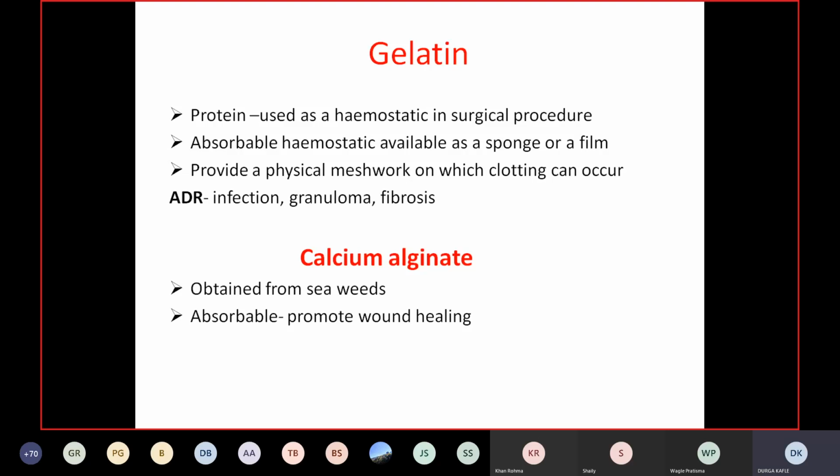But the main problem is that sometimes it may produce granuloma or fibrosis, due to infection from this film or sponge. So this is the main drawback of gelatin.